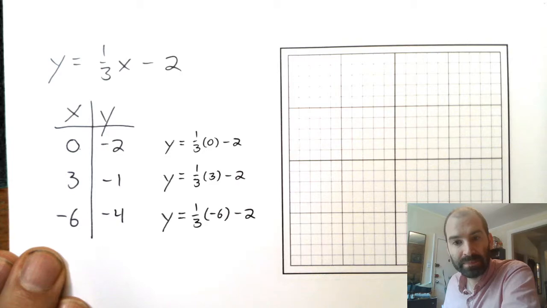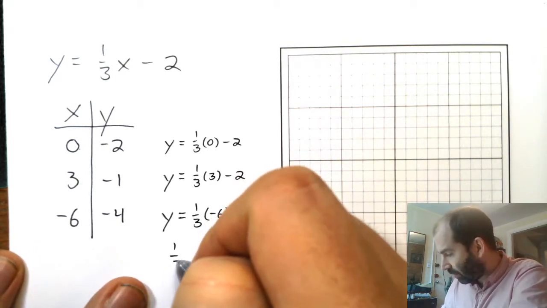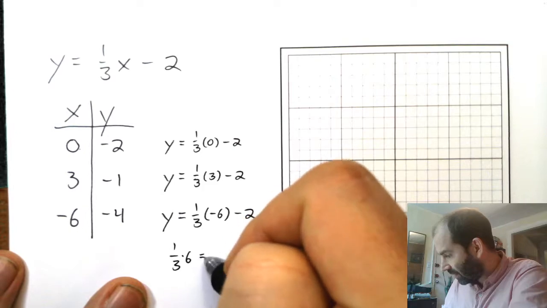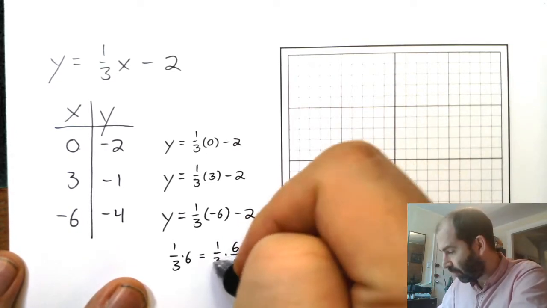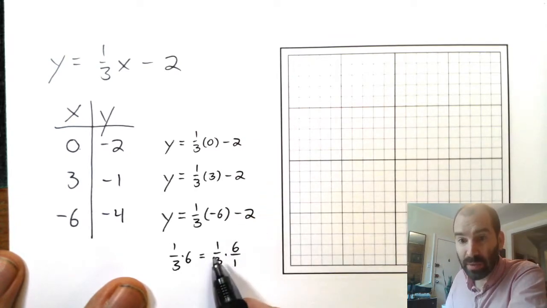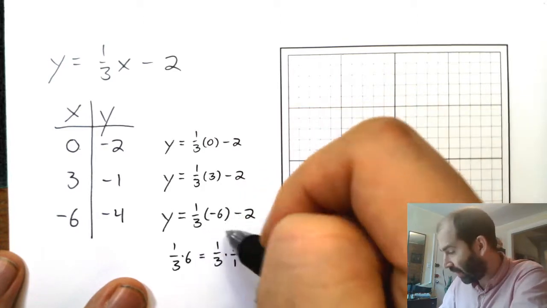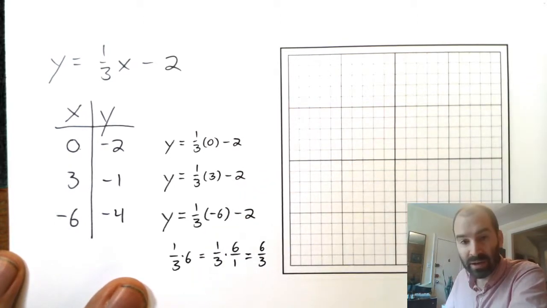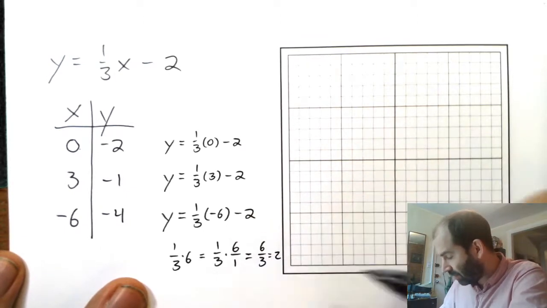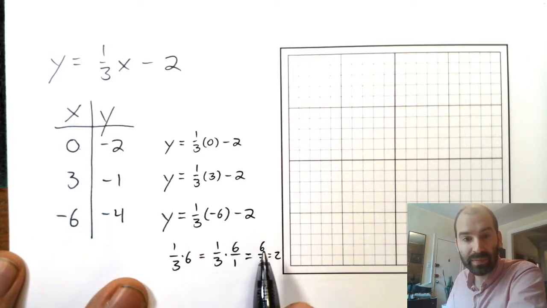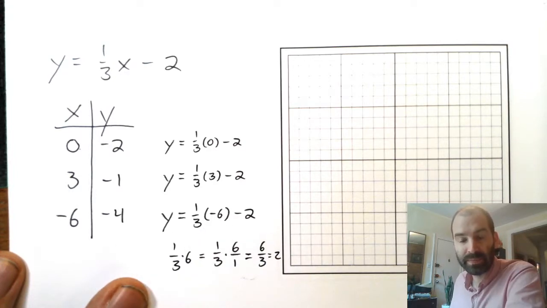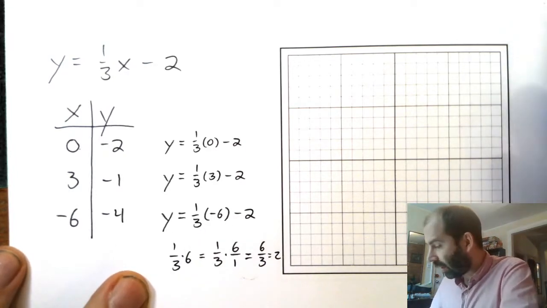Okay. Another way to work that out is to say that 1/3 times 6 is 1/3 times 6 over 1. Multiply the numerators and denominators. Do not cross multiply. That's not appropriate here. You just multiply straight across when you multiply fractions. 6 divided by 3, and that's 2. And then note there was a negative, right? So this becomes a negative 2. And then you subtract 2, you get negative 4. Okay. All right. So let's plot these.